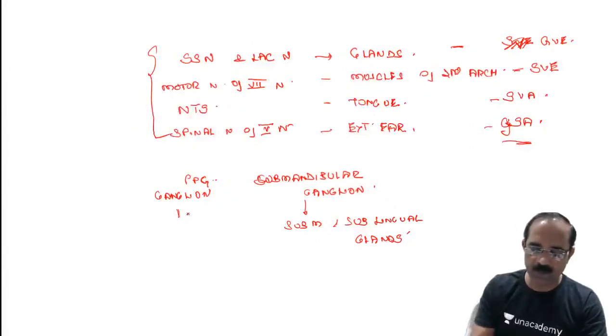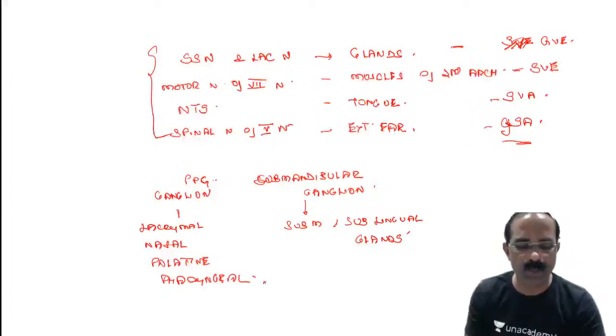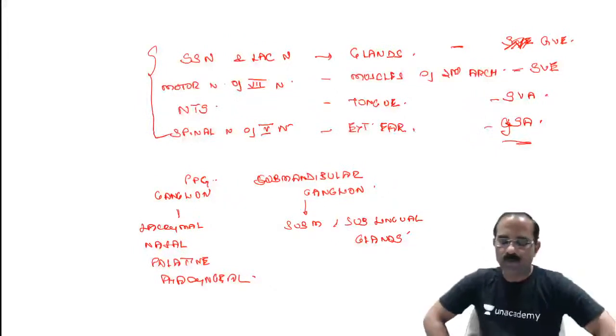What does the pterygopalatine ganglion supply? Lacrimal, nasal, palatine and pharyngeal glands. Lacrimal, nasal, palatine and pharyngeal glands. Okay, that's about the facial nerve.